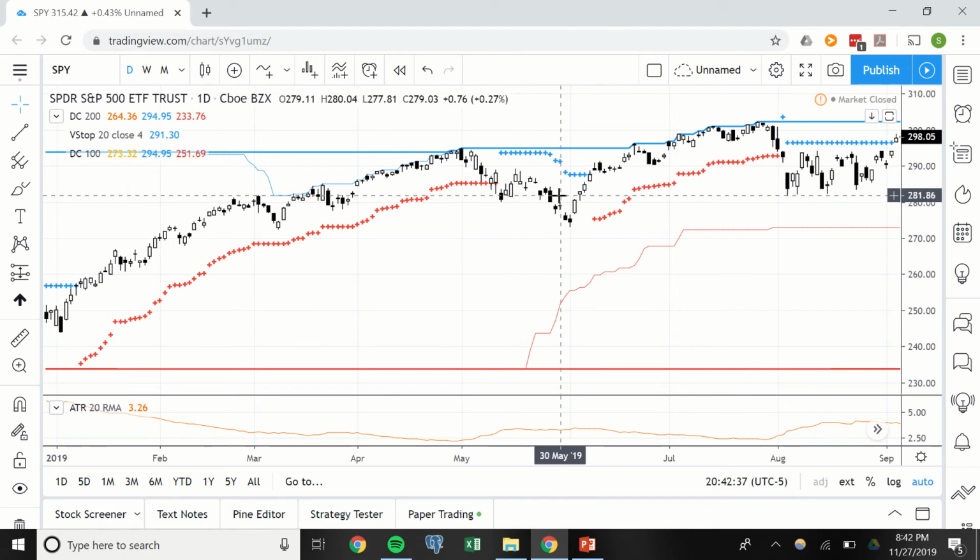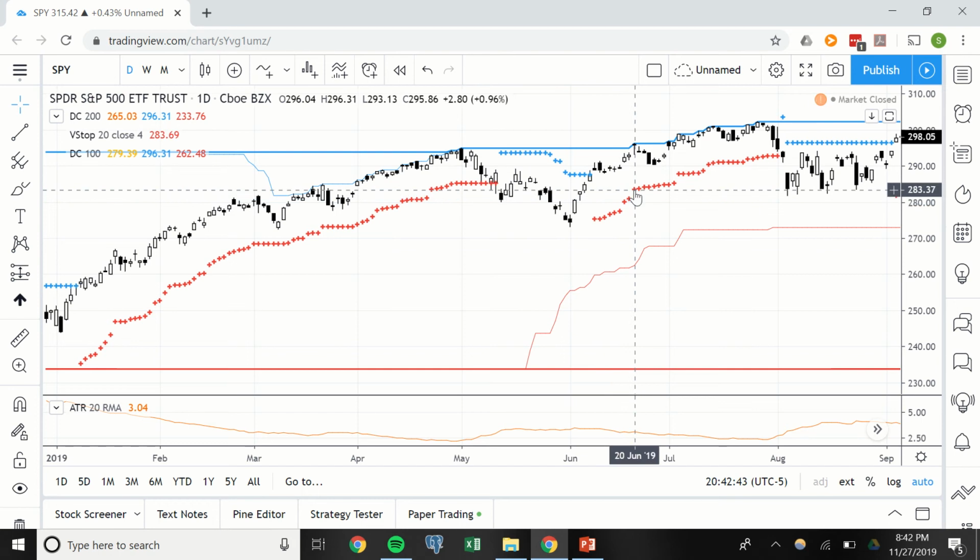Then we'd be out of the market all this time. Then we get a new high in June, and our stop would be right here at this 283.69 level.